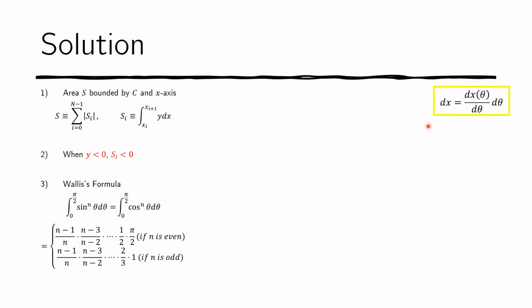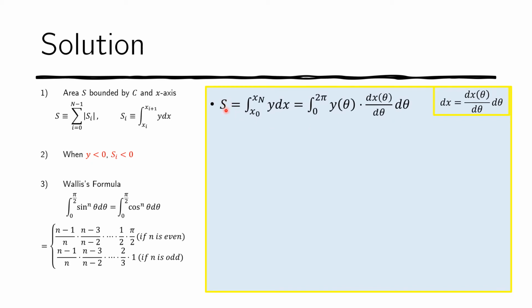So here, the first thing we do is we replace this with theta. To find the area, we need y dx. So y times dx. But we are given y and x in terms of theta, so we express this in terms of theta.